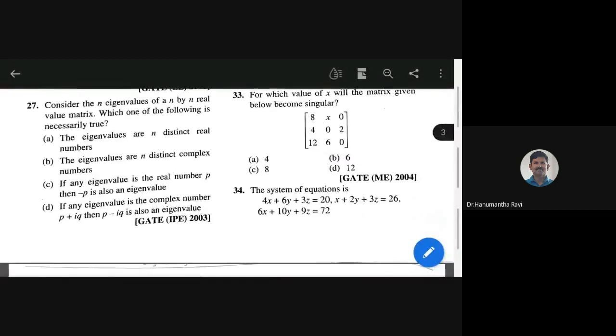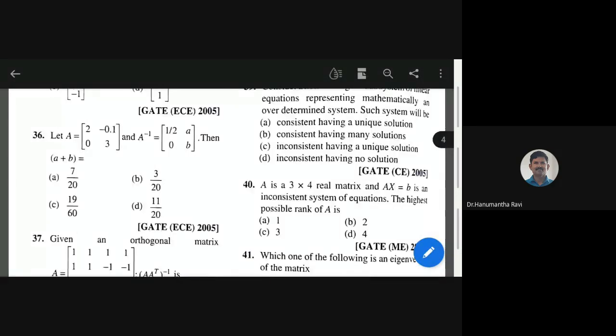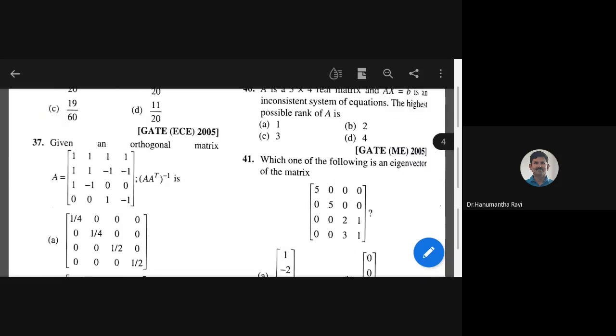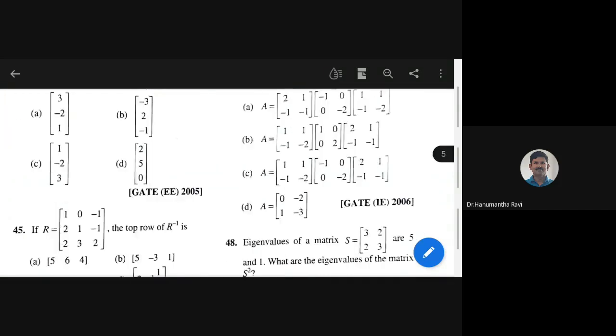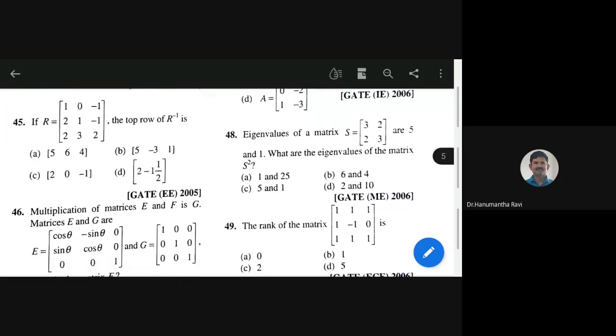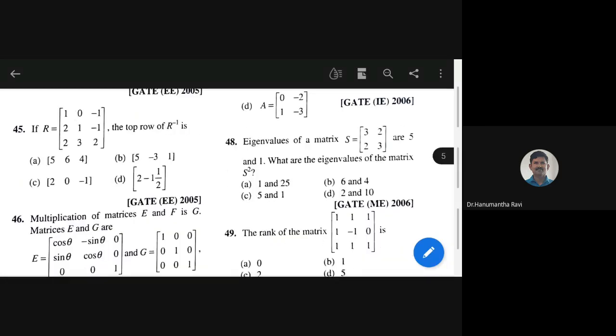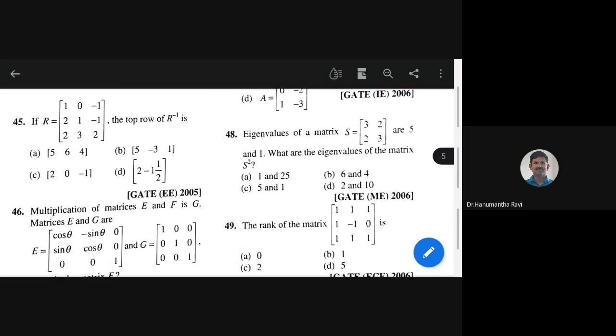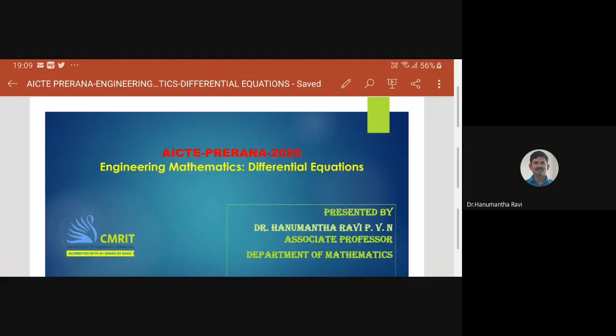This is all which I have shared in the Google folder. Almost 45 to 46 problems we have shared, and some of you have asked me to solve a few more problems, discuss a few more problems. We will do that, so that we will shift to it at the end of this session. So let me first present the concepts that are related to differential equations.